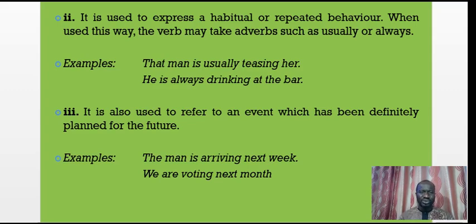Three. It is also used to refer to an event which has been definitely planned for the future. For example, the man is arriving next week. We are voting next month.